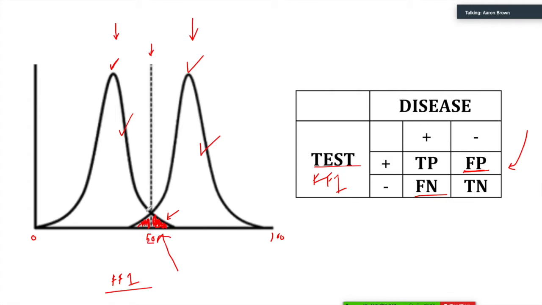Now, the question that you're going to be asked on your step one exam is, what happens when we take this 50 and we say, you know what, we're catching too many people that do not have foot fungus. We're catching them with positive results. I really only want to have people that truly have foot fungus in my results. I don't want any false positives. So what we would do is we would move this marker this way. Okay.